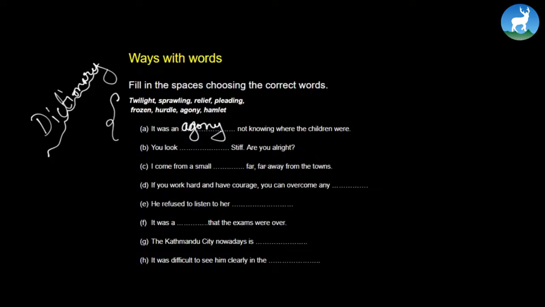You look stiff. Are you all right? You look, is the word frozen stiff. Remember, it was in the passage as well. You look frozen stiff. Are you all right? Now I'll work on the third one.